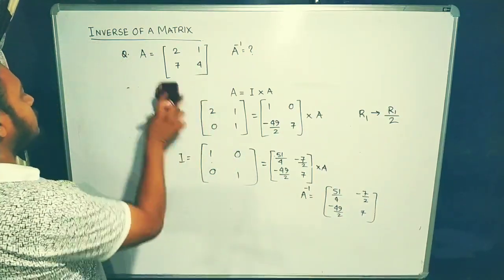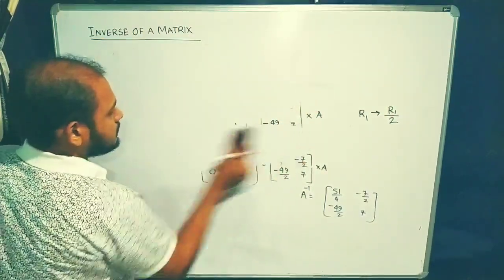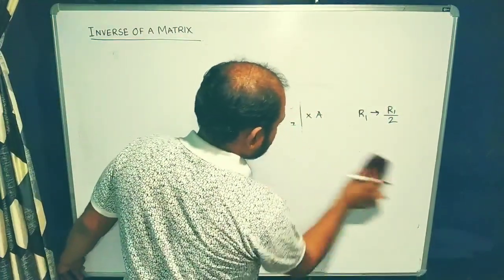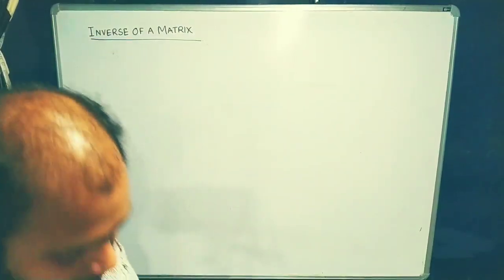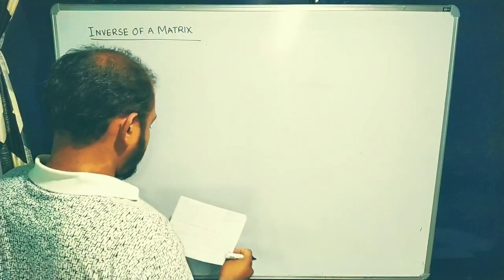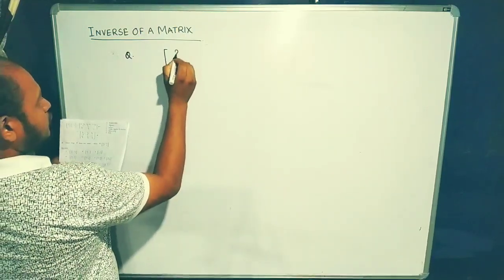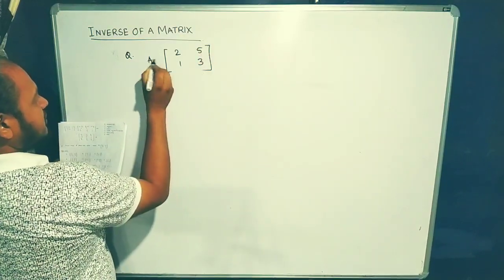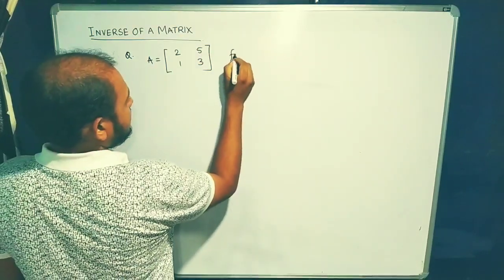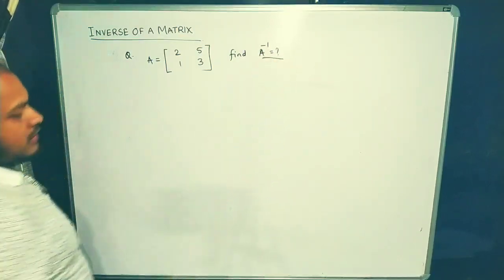Let us solve another question. This one, 2 5 1 3. So this is a matrix, suppose A, and it is asking you to find A inverse, right?